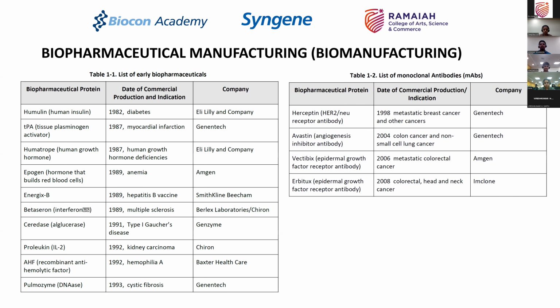Just like today, we see a lot of research going on in various companies in India, including the Biocon group of companies. Monoclonal antibodies, Herceptin was started somewhere in 1998. 2004 was Avastin for colon cancer, Vectibix, which is for metastatic colorectal cancer, and then there is Erbitux, which is again for head and neck cancer, ImClone. These are various monoclonal antibodies which are produced.